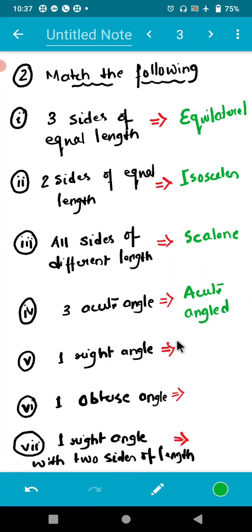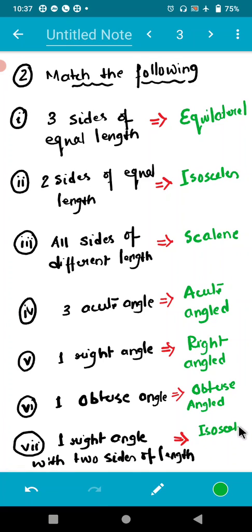And what about 1 right angle? So it would be right angled triangle only. So it would be right angled. And 1 obtuse angle, so it will be obtuse angled. And what about the right option? Right angle also and isosceles triangle also. So you can write according to the option it is given, isosceles right angled. Okay. So this is all about question number 2.